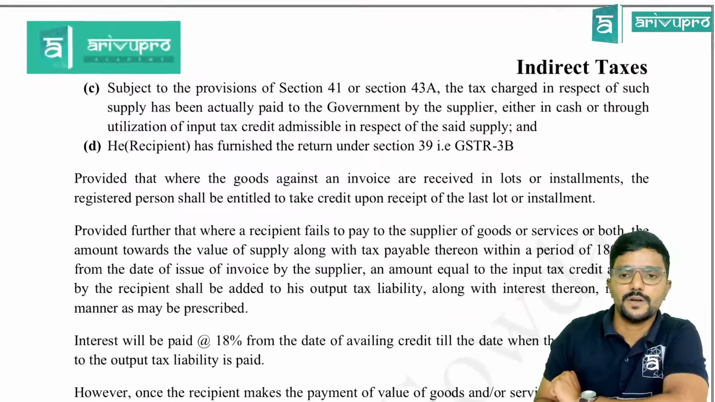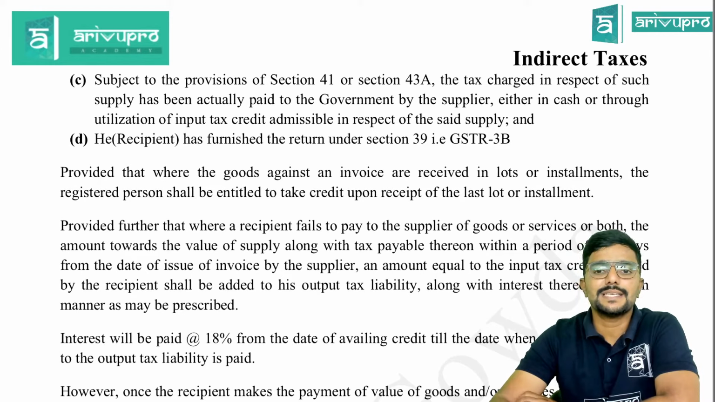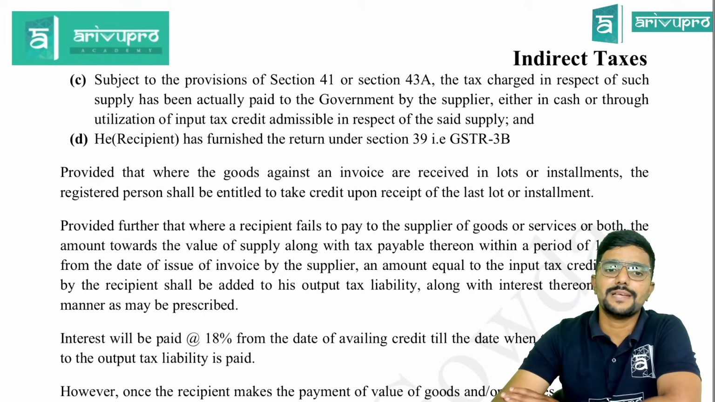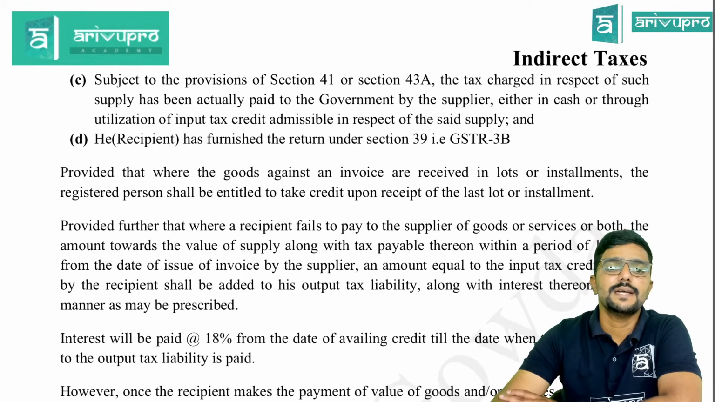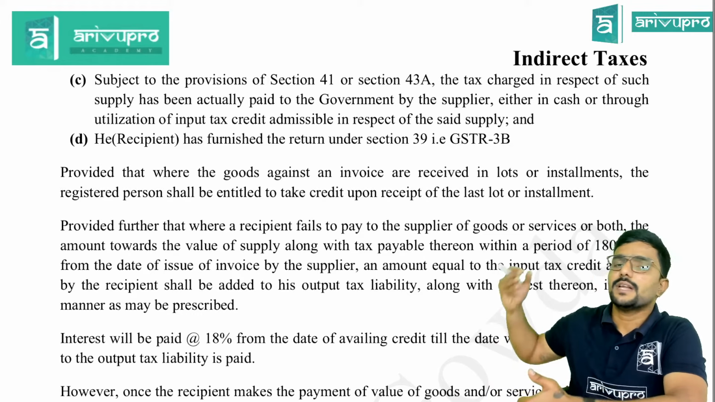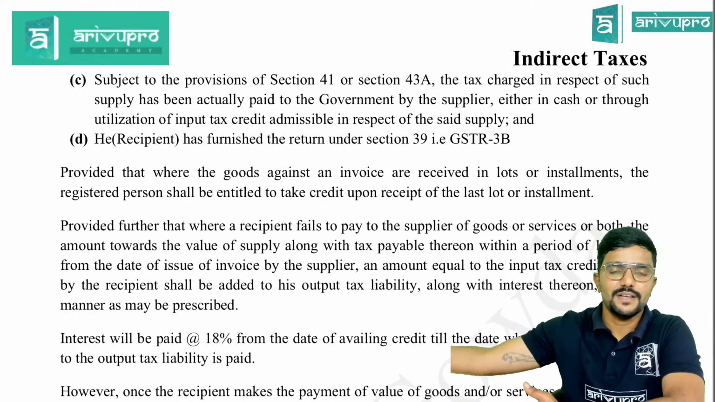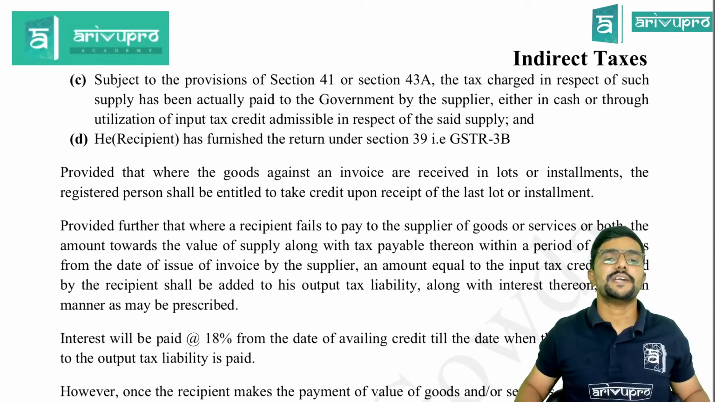Yes. Next, coming to clause C. Subject to provisions of section 41 or 43A, the tax charged in respect of such supply has been actually paid to the government by the supplier, either in cash or through utilization of input tax credit admissible in respect of said supply. Means whatever tax the supplier has collected from the recipient, only if he has paid it to the government can the recipient claim the credit.